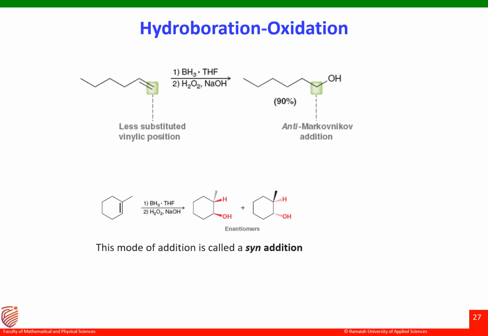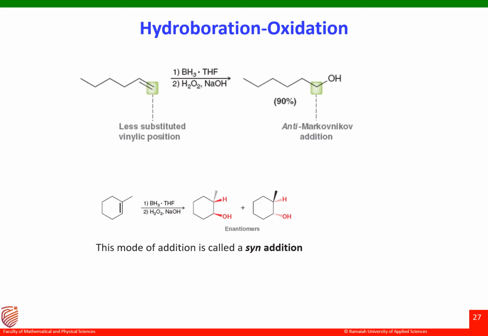The stereochemical outcome of this reaction is also of particular interest. Specifically, when two new chiral centers are formed, the addition of water, that is H and OH, is observed to occur in a way that places the hydrogen and OH on the same face of the pi bond, leading to the formation of enantiomers. Such an addition on the same side, we call it syn addition.